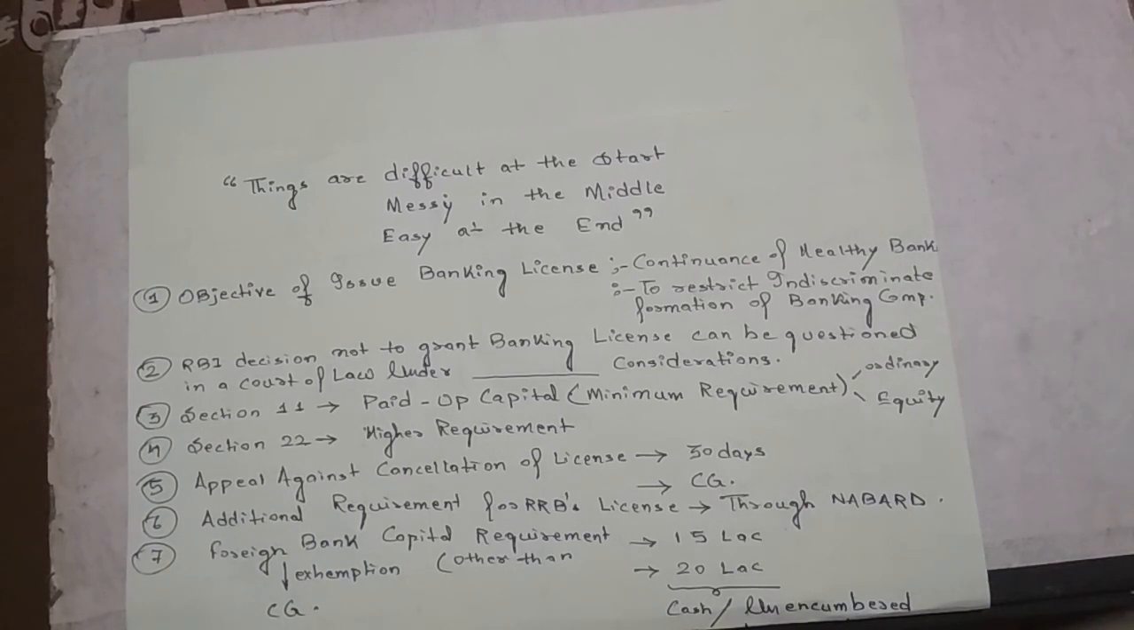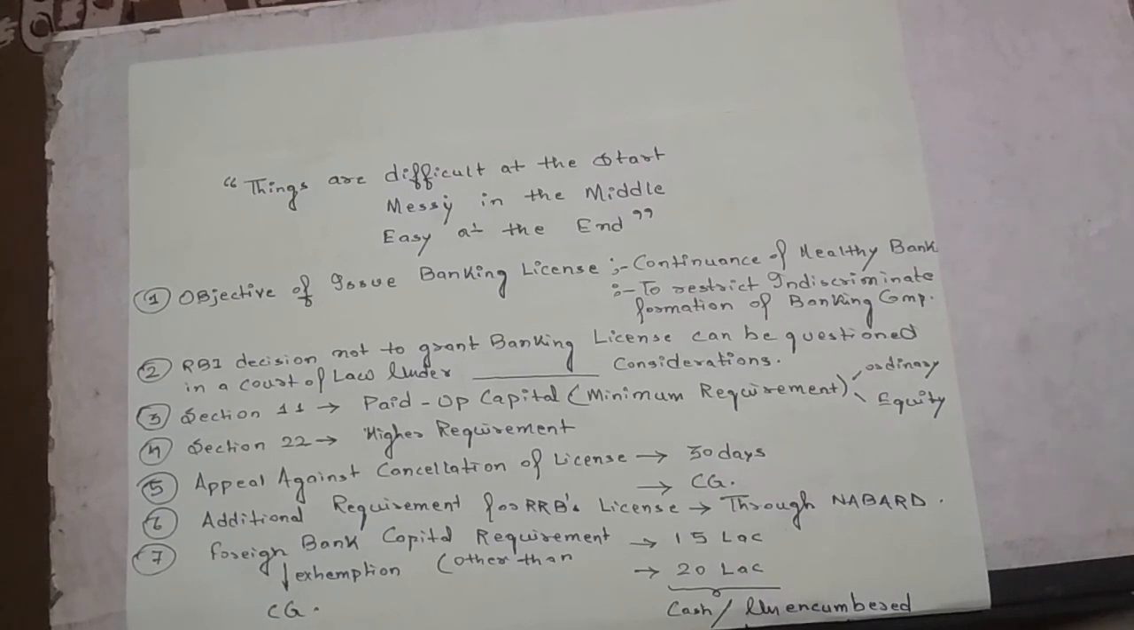The second question: the RBI decision not to grant a banking license can be questioned in a court of law under dash consideration. I will directly answer because it's a judicial term. The answer is extraneous consideration. Under extraneous considerations, the RBI decision of not granting the license can be challenged in court.